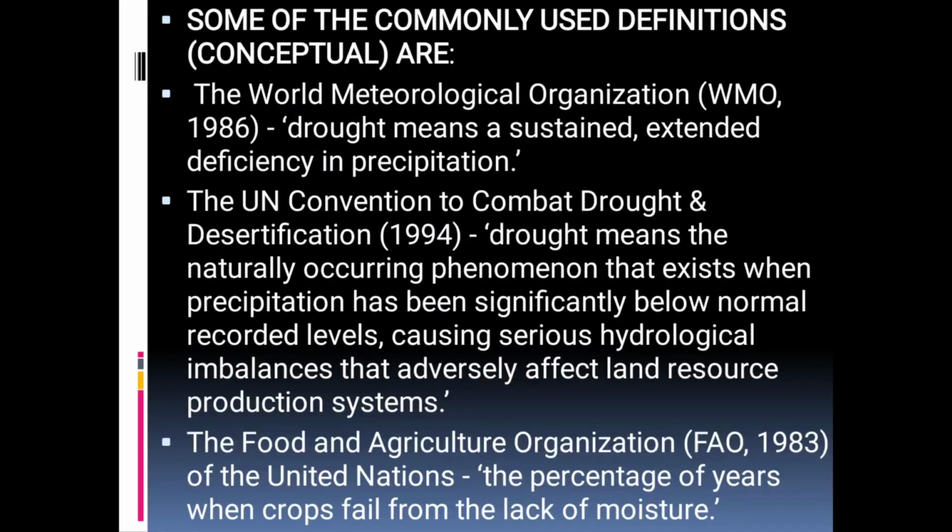Some of the common definitions: the World Meteorological Organization, WMO, says drought means sustained, extended deficits in precipitation, whereas in the UN Convention to Combat Desertification, 1994, drought means a naturally occurring phenomenon that exists when precipitation has been significantly below normal recorded levels, causing serious hydrological imbalance that adversely affects land resource production systems. Next, the Food and Agriculture Organization, FAO, 1983, of the United Nations: the percentage of the year when crops fail from a lack of moisture.